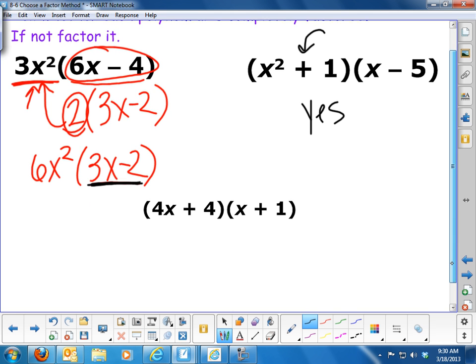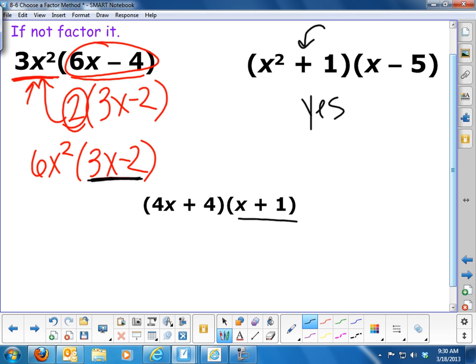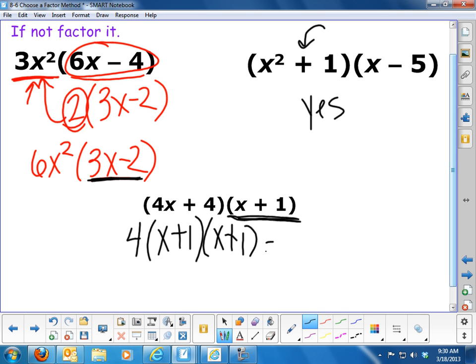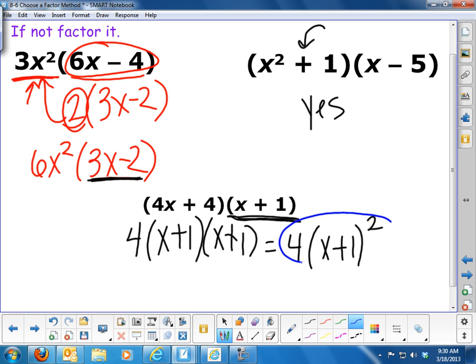The next example, 4x plus 4 and x plus 1. This x plus 1 looks really good. That's definitely in its simplest form. But the 4x plus 4, do you realize anything about that? You should realize that there's a factor of 4 in each of the 4x and the 4. So I can factor out the greatest common factor of 4, and I'm left with 4 on the outside and x plus 1 on the inside, and this x plus 1. So I can rewrite this answer as 4 times x plus 1, that quantity squared. This answer that I'm circling is fully factored. The problem we were given is not fully factored because there's a greatest common factor in 4x and 4.